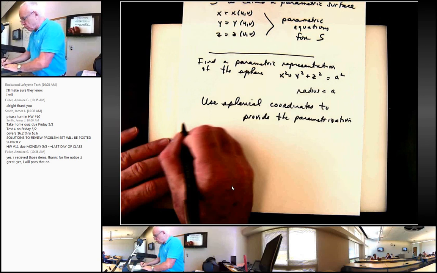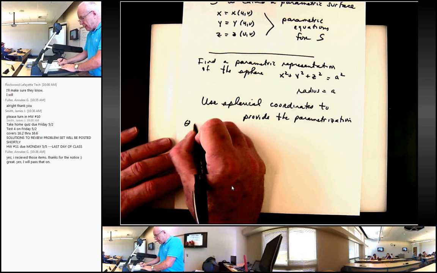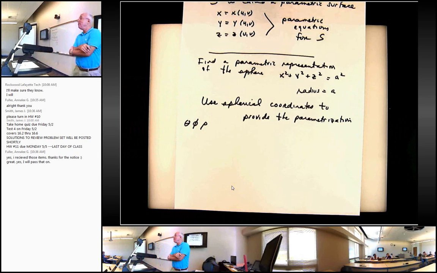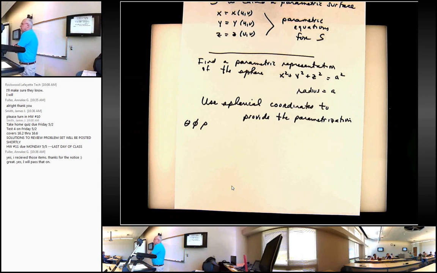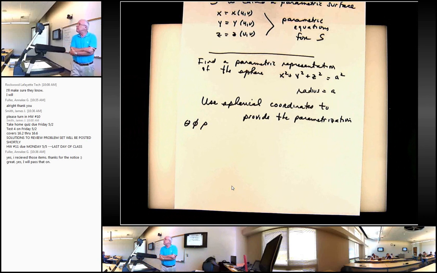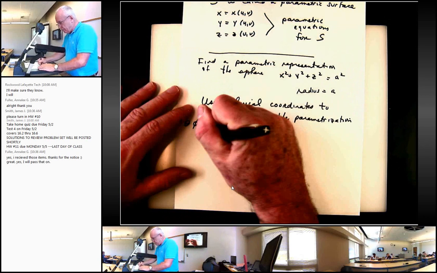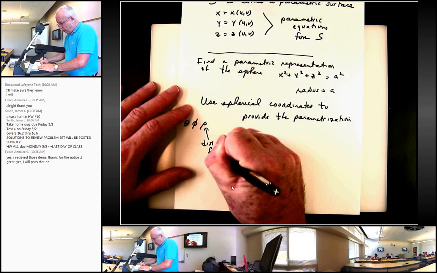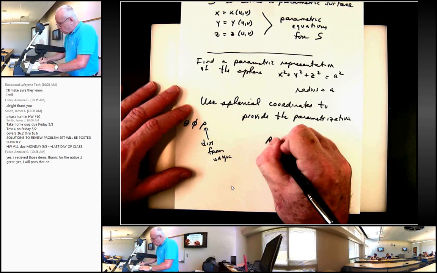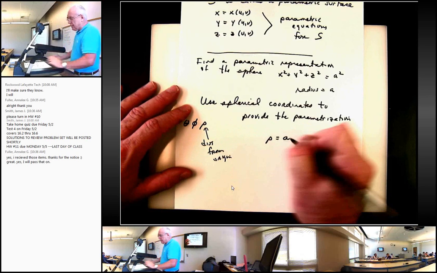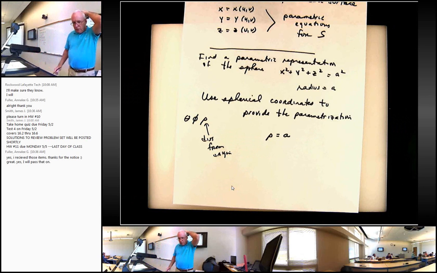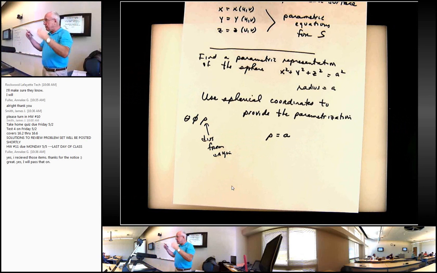Remember, in spherical coordinates, we have theta, phi, and rho. Yeah. Rho equals the radius. Right. Rho, that's the distance from zero, or distance from the origin. So in this case, rho equal to A represents our sphere actually. But that's not the parameterization we're talking about. We need X, Y, and Z.